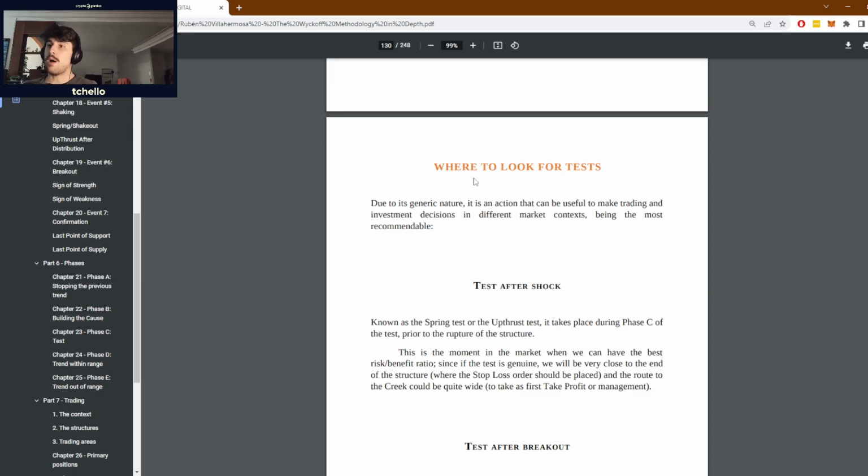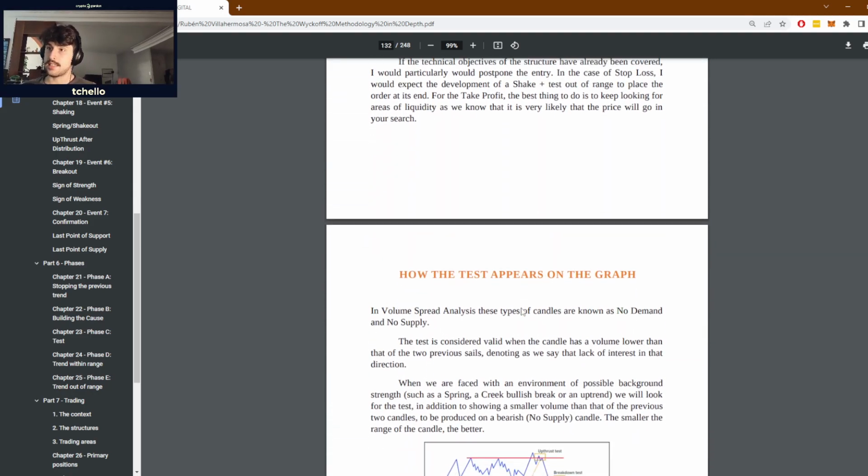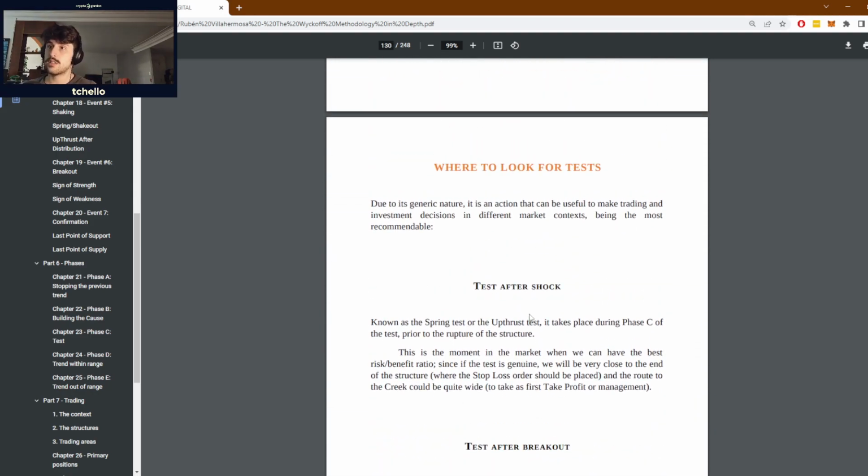So now, where should you be looking for tests? So there are some events that can cause a test. So first, there is a test after a shock.